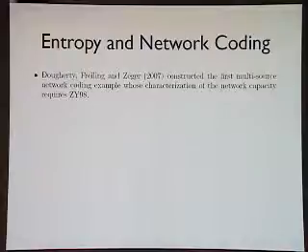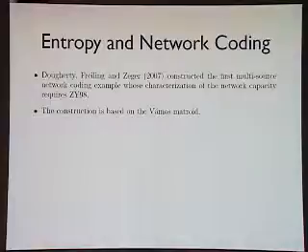And at the same time, Dougherty, Freiling, and Zeger constructed the first multi-source network coding example whose characterization of the network capacity requires the non-Shannon-type inequality ZY98. Now, this is a very interesting result because after the discovery of non-Shannon-type inequalities, we know that it can be applied in probability to solve the implication problem of conditional independence in probability theory. But in information theory, we have no clue what it could mean. And this example constructed by Dougherty et al. is very significant because it shows an application of such inequalities.